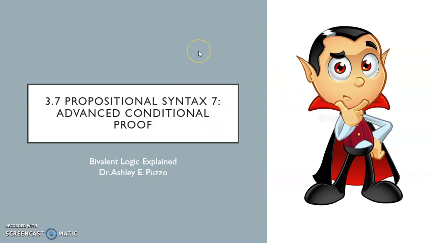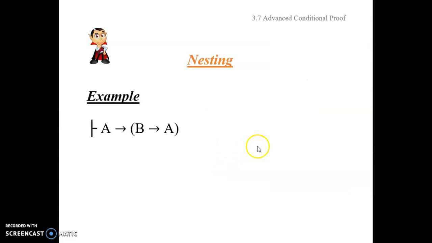It's Ash. Today we're going to hit section 3.7 of the text, our 7th section on propositional syntax. Here we look at advanced conditional proof techniques, and in particular the technique of nesting conditional proof assumptions within one another. Let's rock. Alright, so nesting is an advanced sort of application of conditional proof.